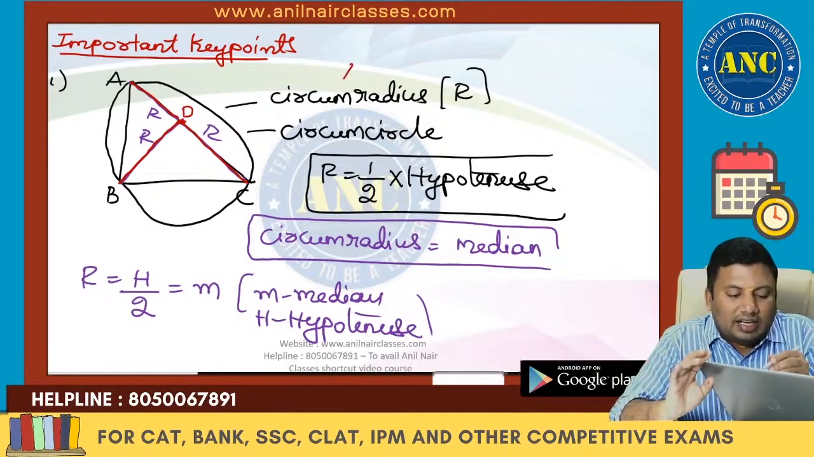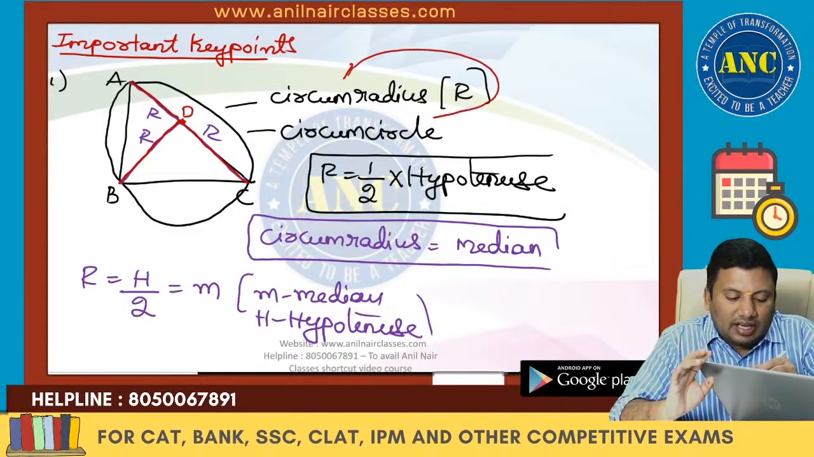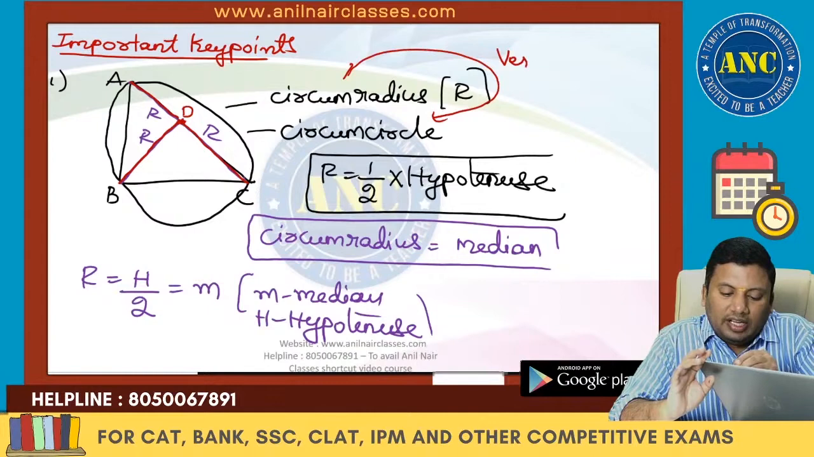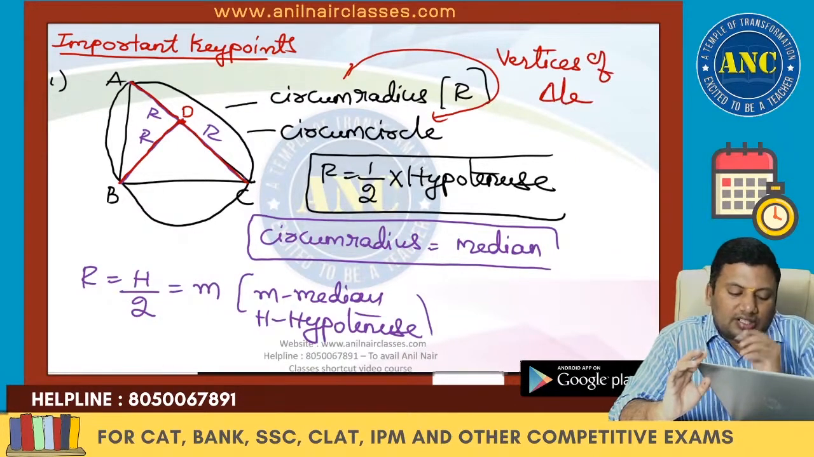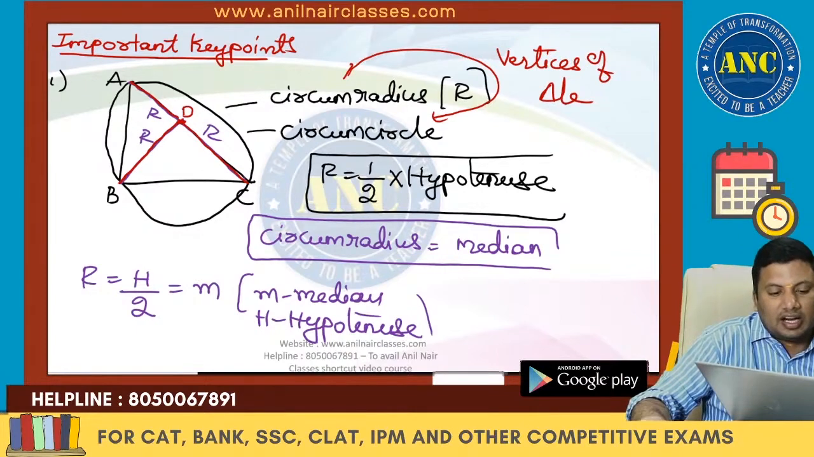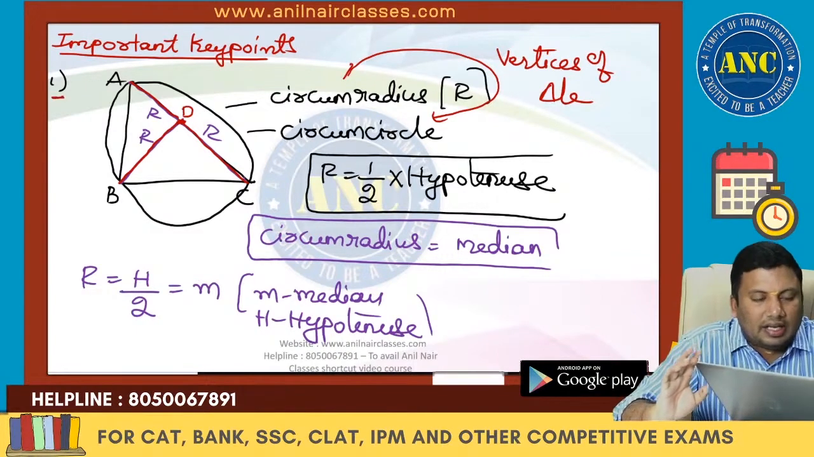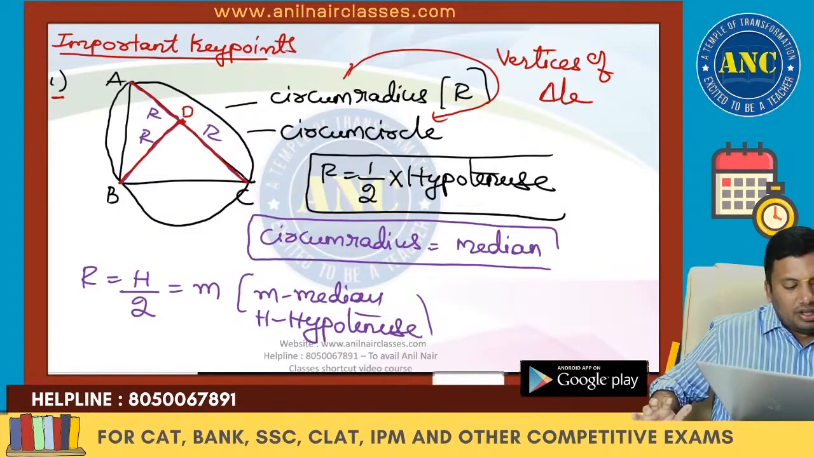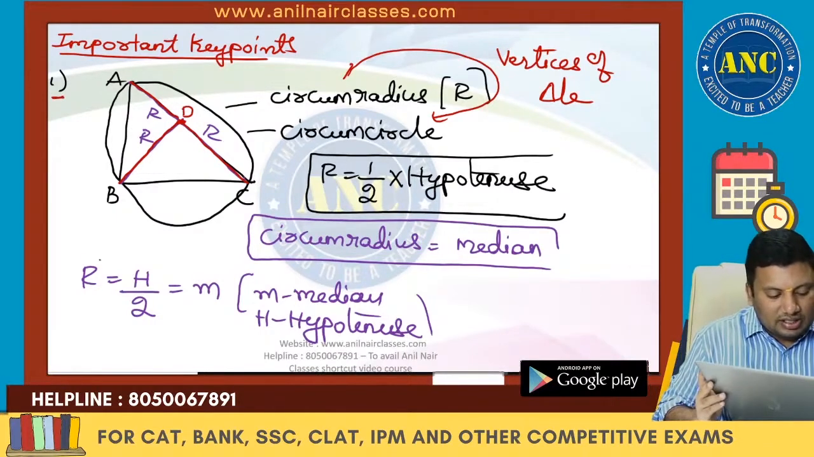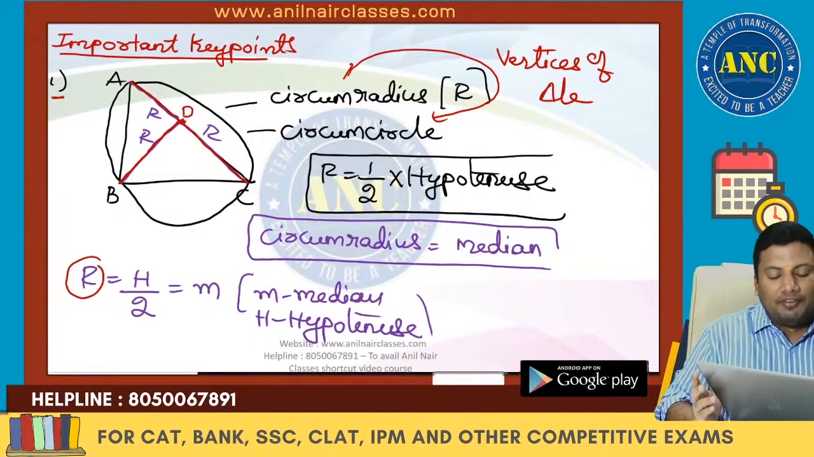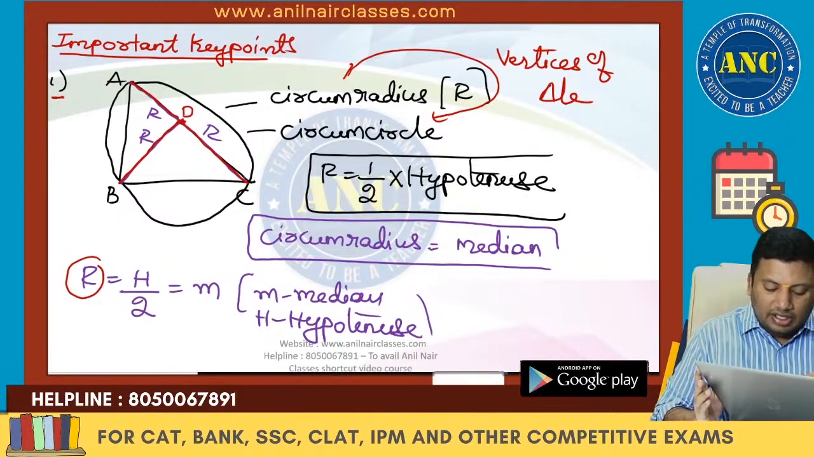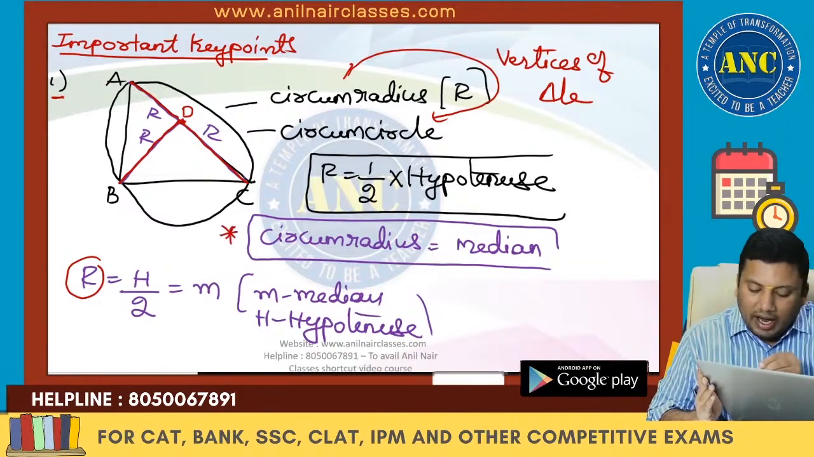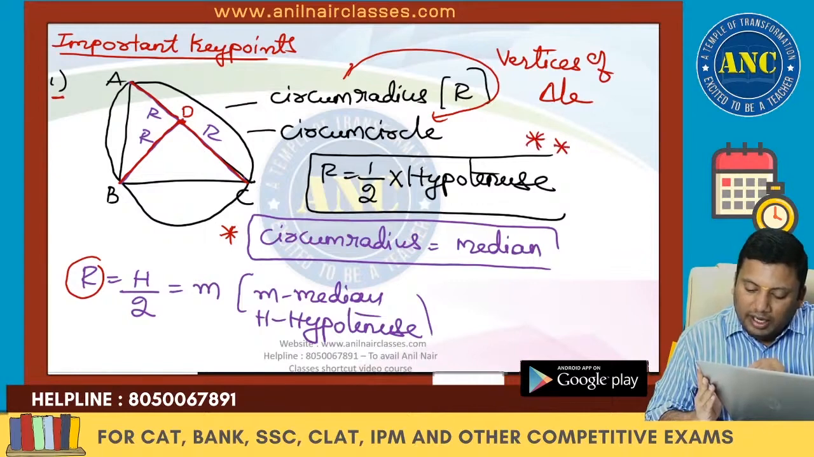The circle that is touching the vertices of a triangle is called the circumcircle. First important key point: when we are solving the question, directly we will execute this point. Circumradius is always given as half of the hypotenuse and it is also called the median.